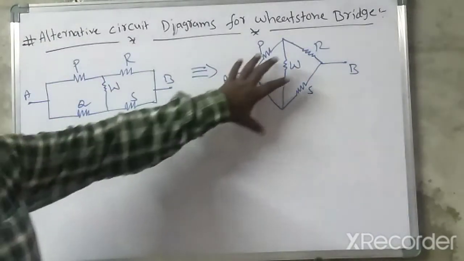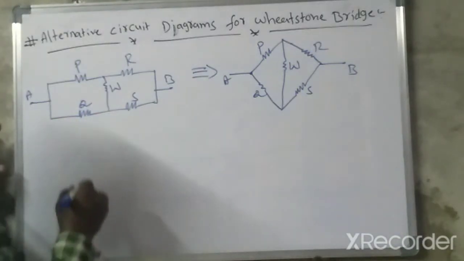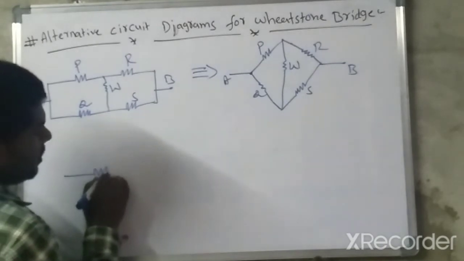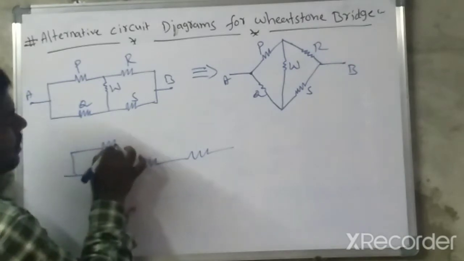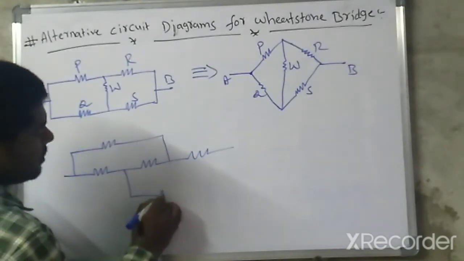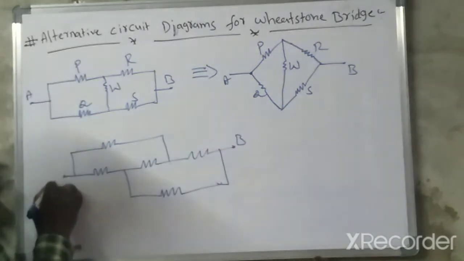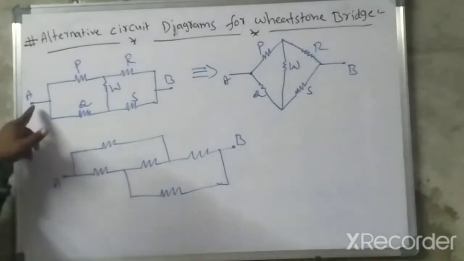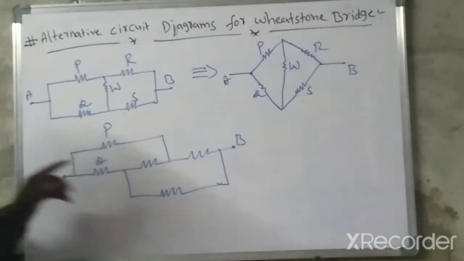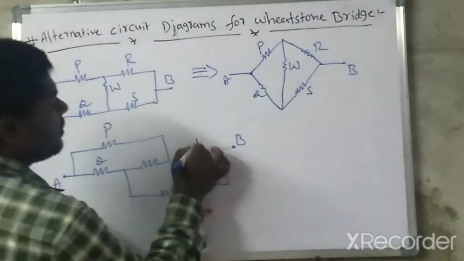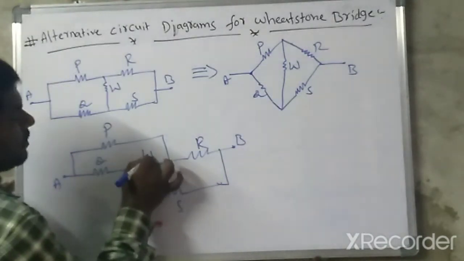This circuit is also a Wheatstone bridge circuit, and there is one more circuit also. So you may draw one resistor, another resistor, another resistor, and here one more resistor, and another resistor like this. This is B, this point is A. So from A, P and Q. That's why this is P, this is Q, and on the B side R and S. This is R, this is S. In between is the middle wire.